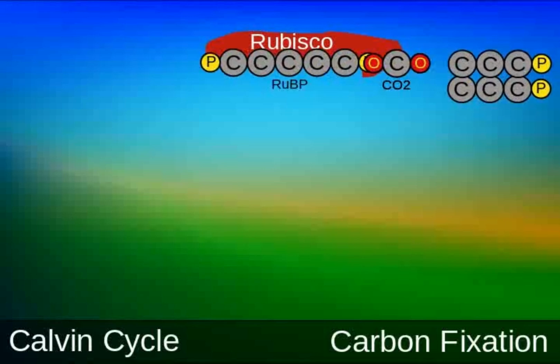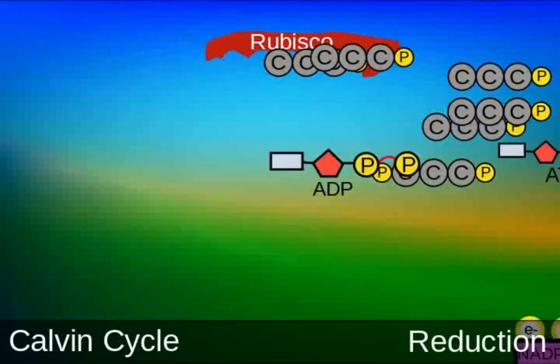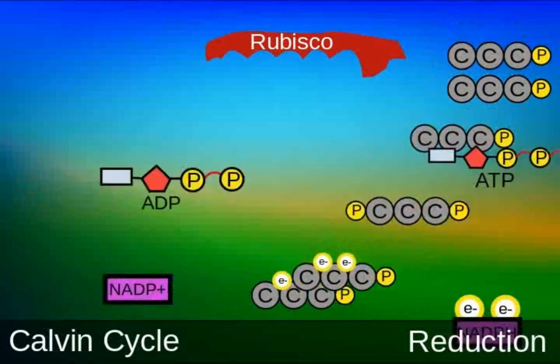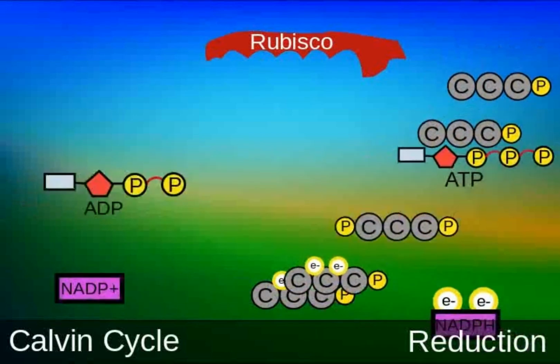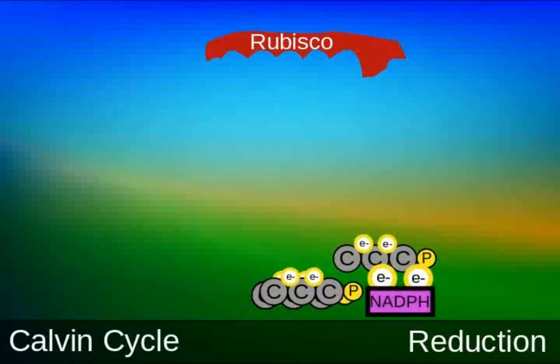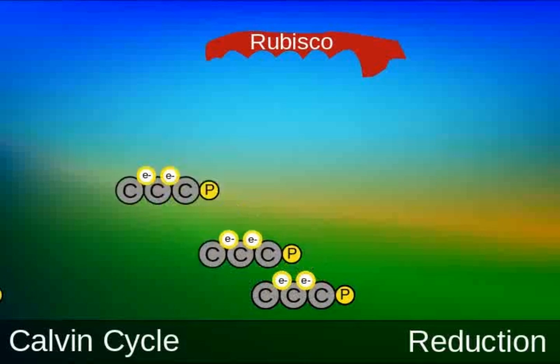That's just the first step. The next step is reduction. The first thing that happens is that the 2 3-PGA molecules are converted into 2 G3P molecules. The energy used to convert these molecules comes from ATP and NADPH. One of the G3Ps leaves the Calvin cycle as food. Okay, I understand it now.